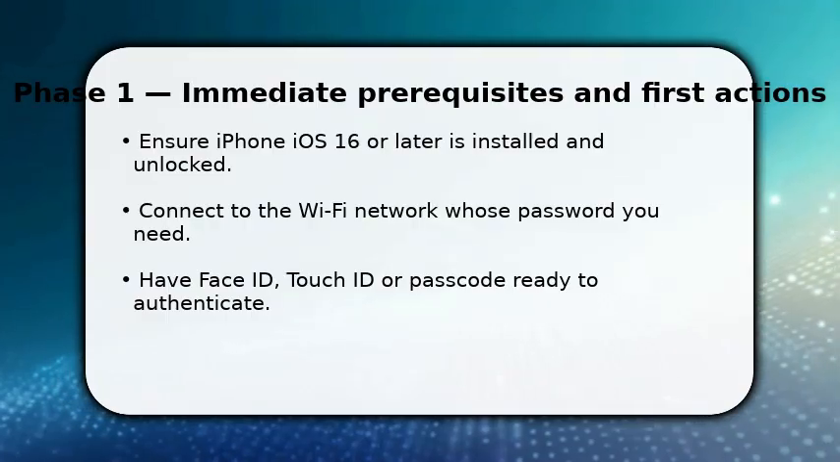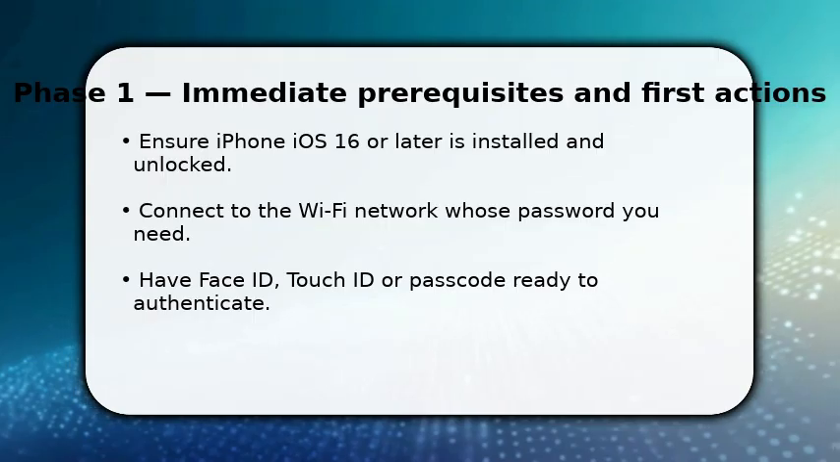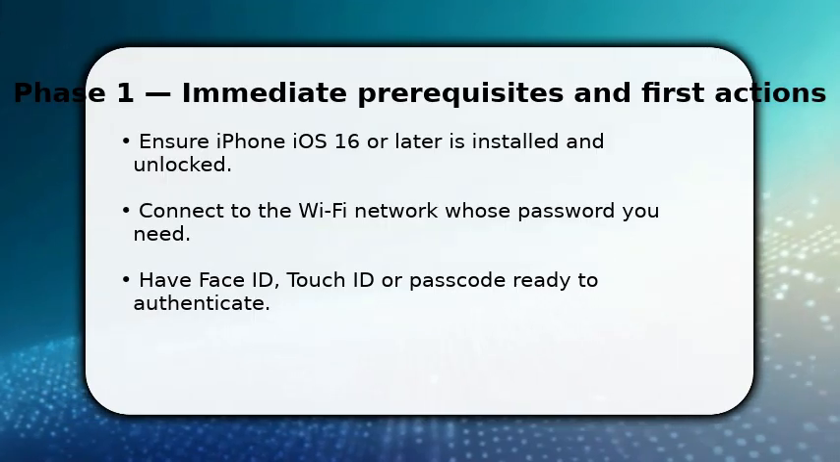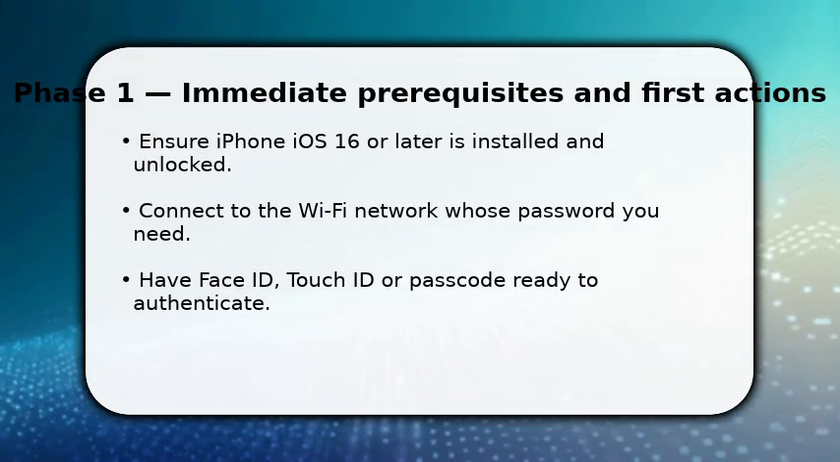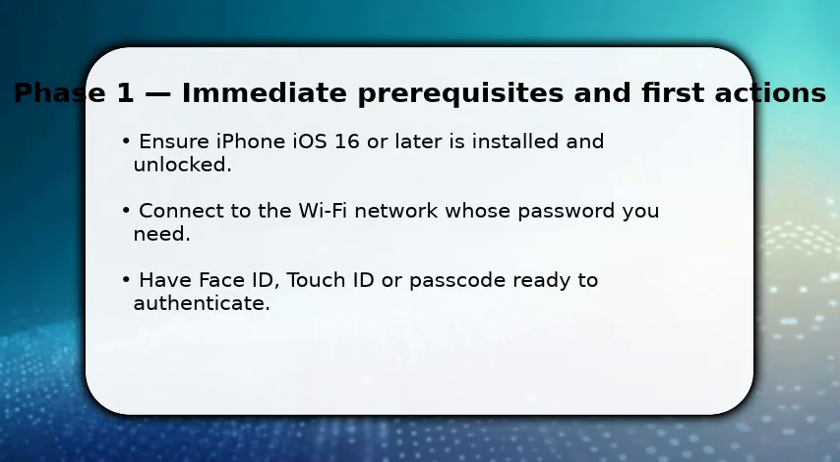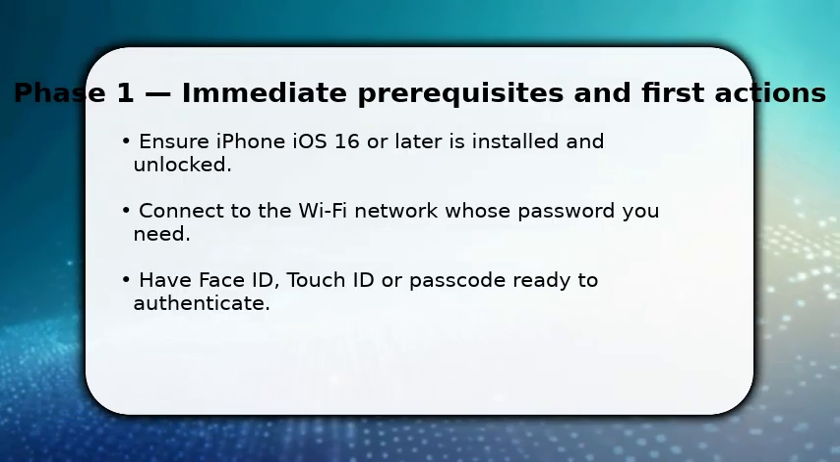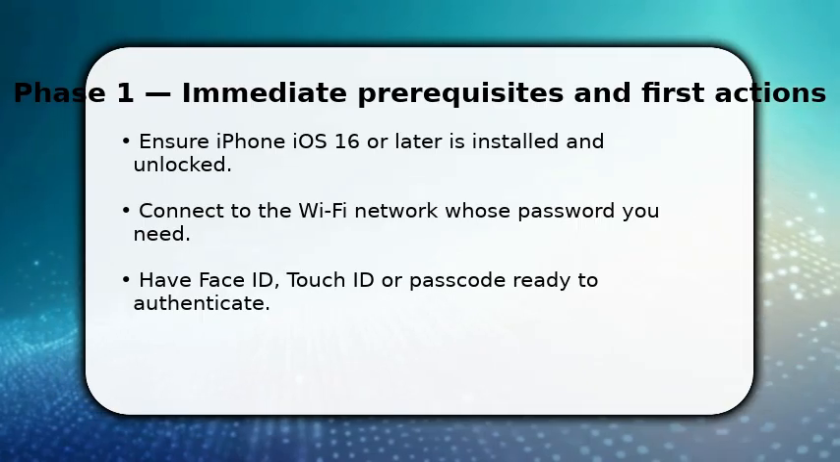You start by opening Settings and tapping Wi-Fi. This is the direct path. Once you see the network list, find the connected network and tap the small info circle next to its name. This reveals network details. You will not see the password yet.